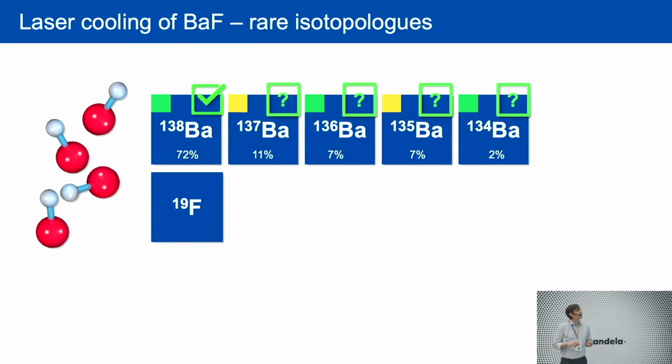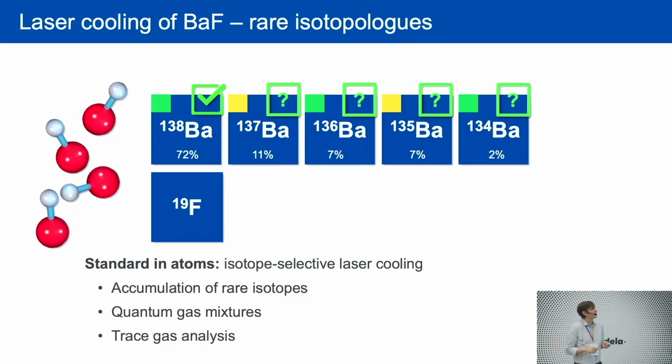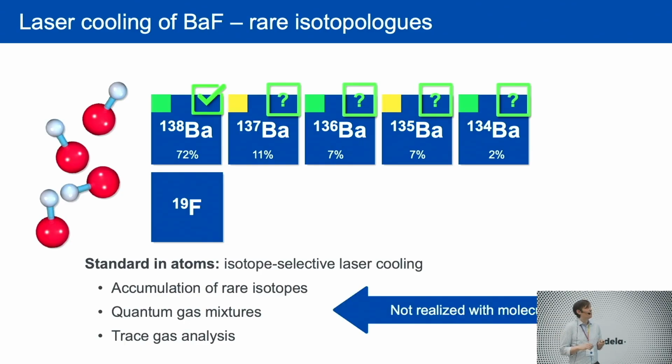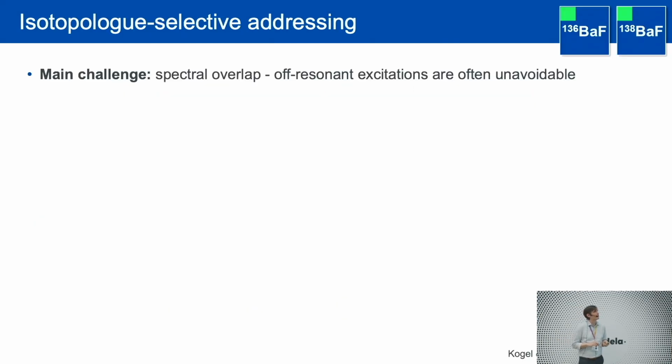And that is basically now working with the other isotopes, which are much more rare. And so this is sort of standard in atomic laser cooling, obviously: working with different isotopes, accumulating, working with mixtures, trace gas analysis, you name it. But with molecules, this had not been done so much before. And so we're going to test this now first with the next even isotope, because this has the same level structure as before, so it's a nice thing to test this.